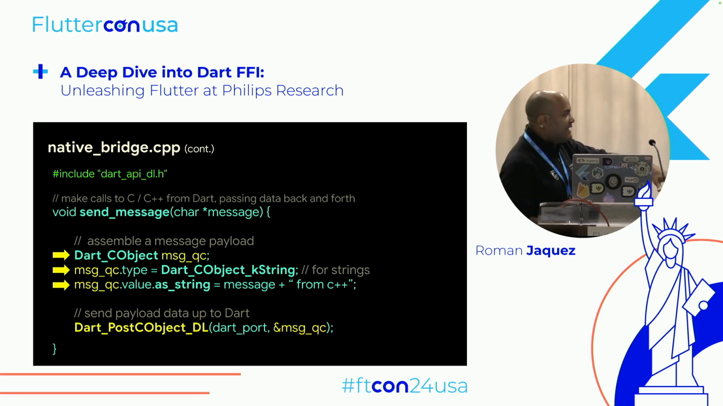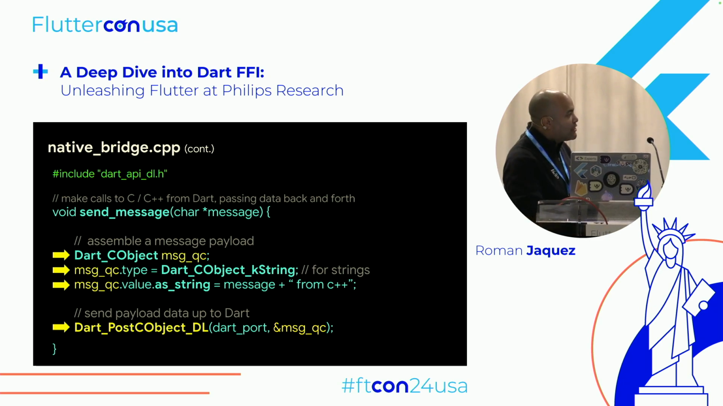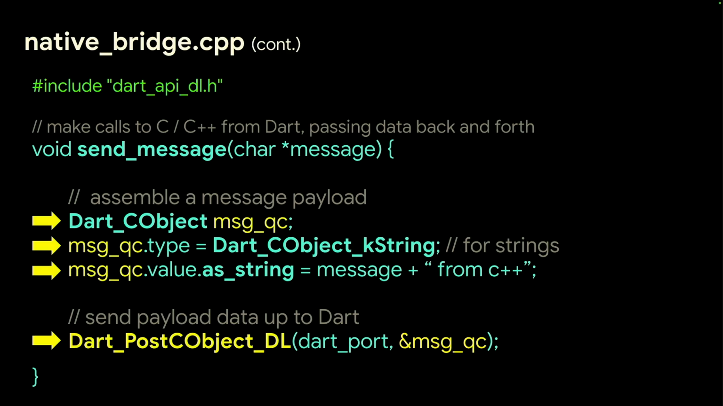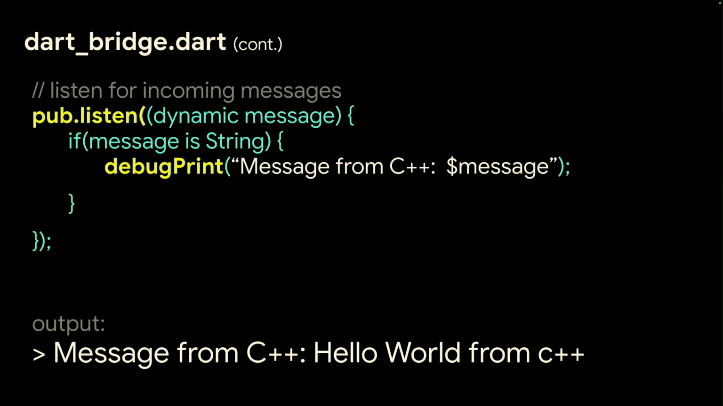You set up the data, you say I'm going to send the value as a string. You set up your string, and then you call the method Dart post C object. You specify the native port and the information that you want to send up. And it's as simple as that, you get the information right on Dart. You can just parse it, you can do anything you want, but in this case, because you were listening to it, you were able to capture the information.